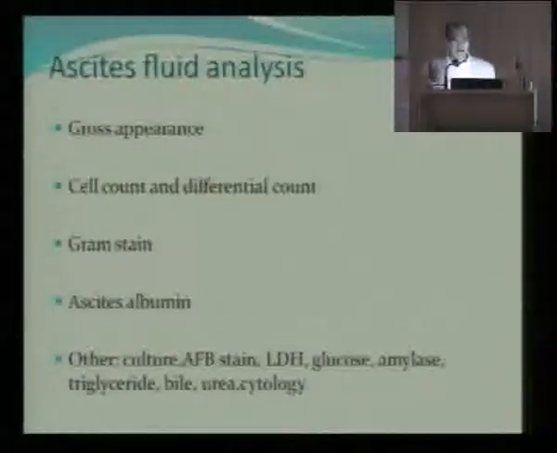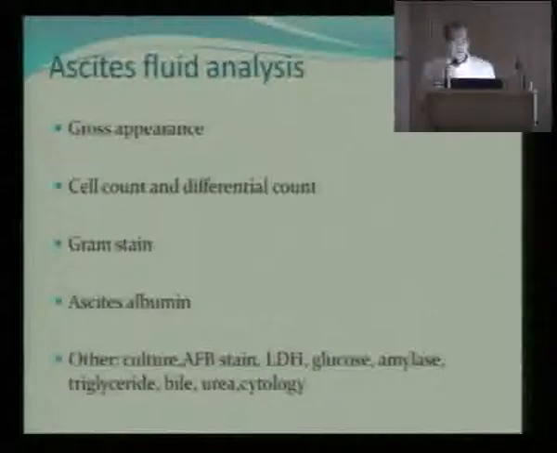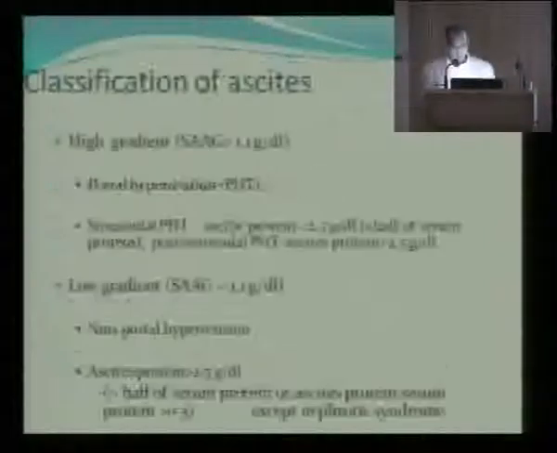You look at the ascitic fluid, and what you see is a gross appearance, and then what tests do you request on the ascitic fluid is quite important as well, because it's not just doing the tap, but what specific tests you are asking for. The gross appearance, a cell count, a gram stain, and the ascites albumin, which is quite important because your gradient will decide which way you will investigate the child further, and other tests whenever you have a clinical suspicion about a problem.